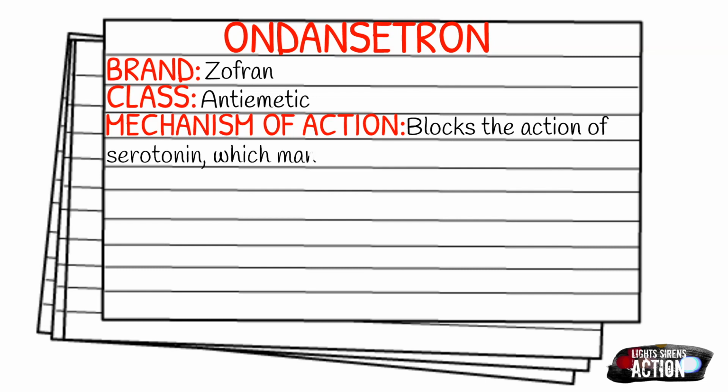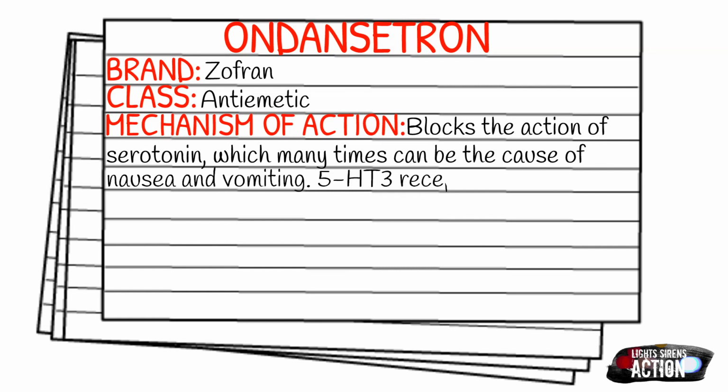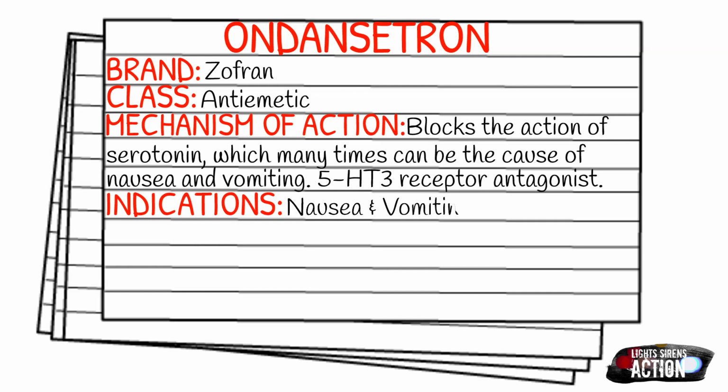Your indications are pretty cut and dry. It's going to be for nausea and vomiting. And before we get into doses, I just need to put a little disclaimer like I always do. Please abide by your local protocol. This dose is pretty standard across the board, but protocols vary, so just be aware of that. All right, your dose for an adult is going to be 4 milligrams via IV, IO, oral, or intramuscular.